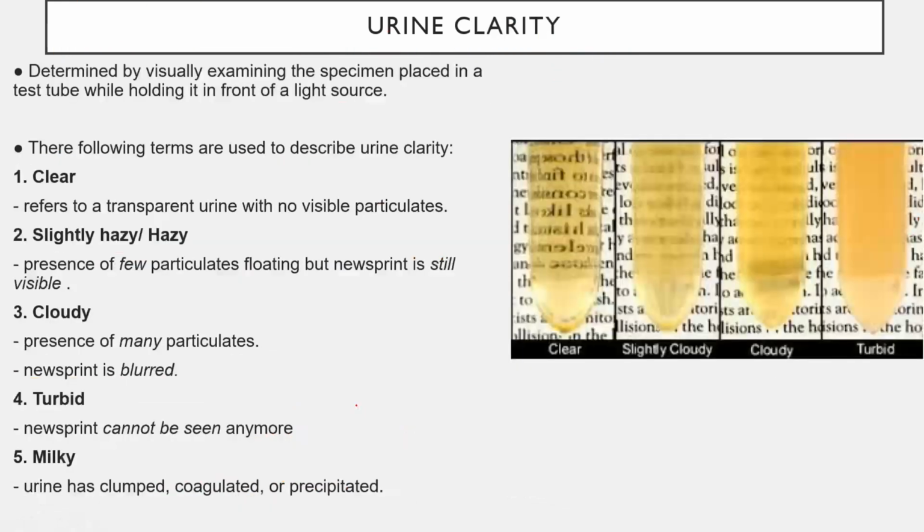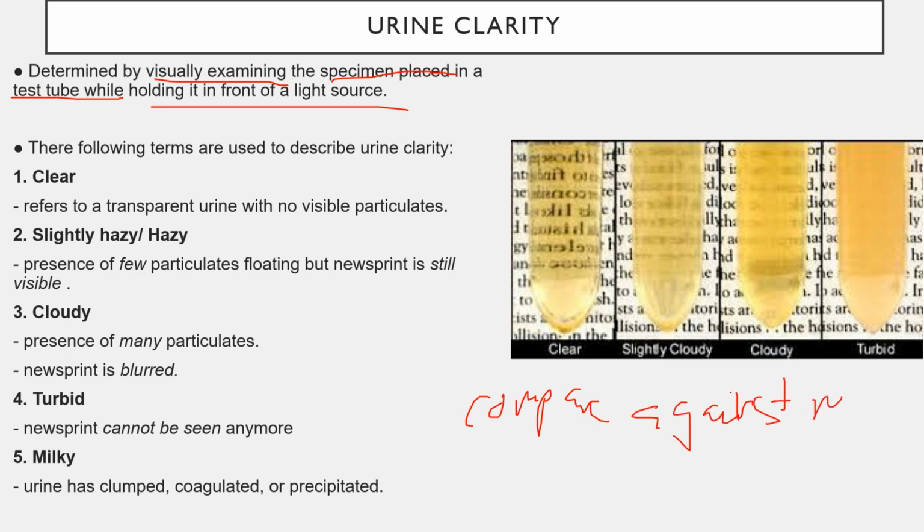Now, after color, another physical examination to be considered is urine clarity. So this is usually determined by visually examining the specimen placed in a test tube while holding it in front of a light source. So what the medical technologists would do is compare it against a newspaper print. When the newspaper print is visible, class, it's clear. If it's slightly visible, it's slightly cloudy. Then, if no longer visible, it's cloudy.